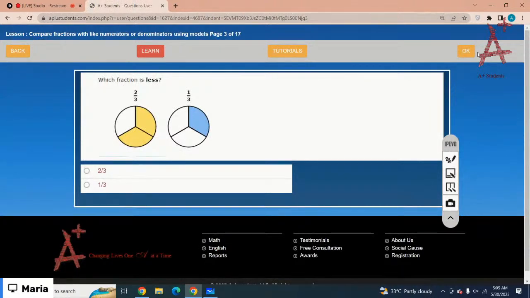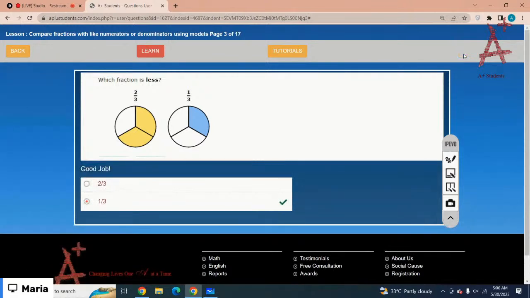Okay, the next one is which fraction is less, 2 by 3 or 1 by 3? Which is the correct option? The one that is less colored is the fraction that is less, and the one with more color is the greater one. Yes, 1 by 3 is the one that has less colored, so it would be the less fraction. Very good.